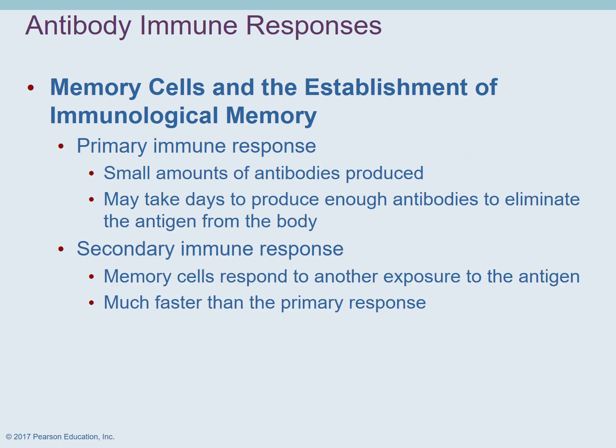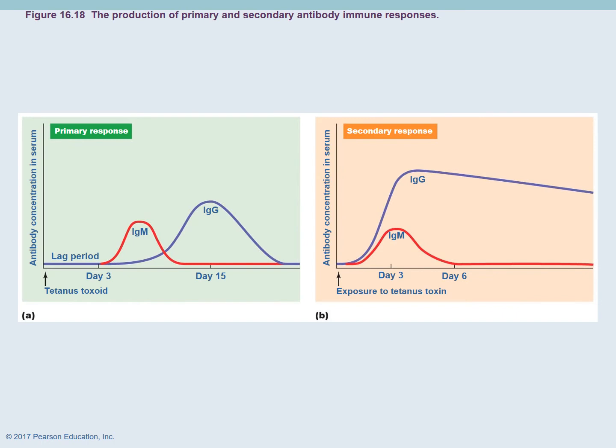So in your primary immune response, usually you only need a small amount of antibodies produced, but there is this delay. It may take up to several days to get a response. Secondary future responses will be very quick because you have the memory cells right away. This graph is showing that you have been exposed. In this case, the example is the tetanus toxin. So there's a delay of about 3 days before you see any response.